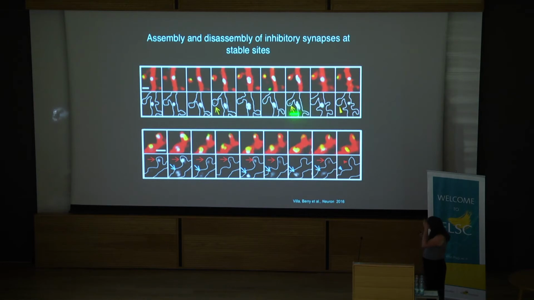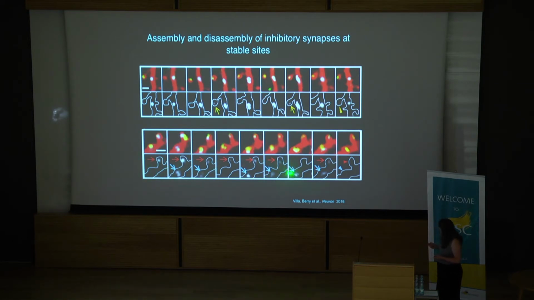So this is a time series where this is all 3 channels. This is just the gephyrin channel. And again, you can see here there's a stable shaft synapse that is there across all the imaging sessions. These are the outlines of the spines. And if you pay attention to this spine here, you see it has no inhibitory synapse, none. It pops in for 1 day, goes away, pops in again for 1 day, then goes away again.